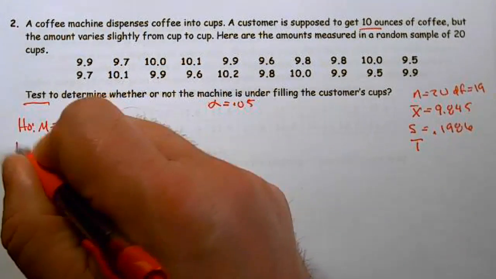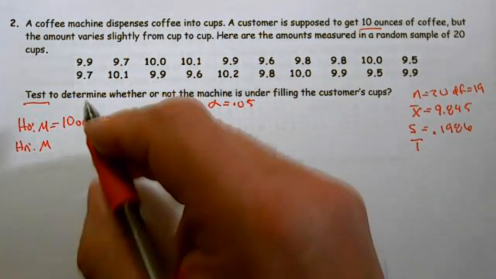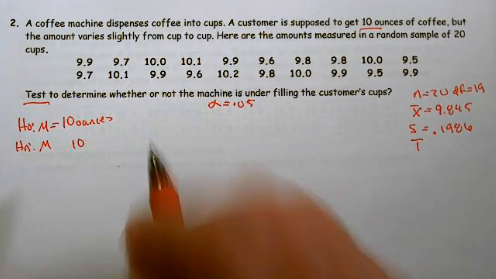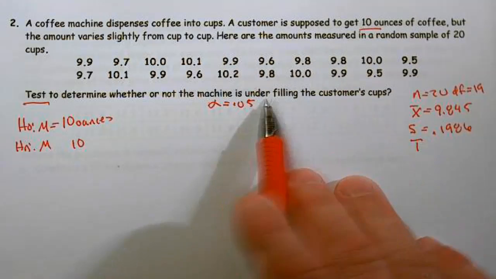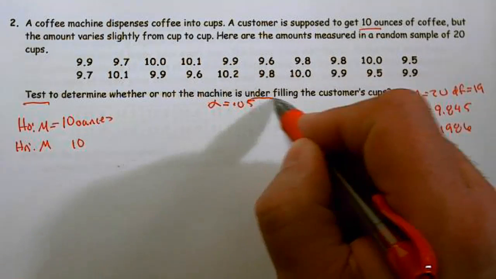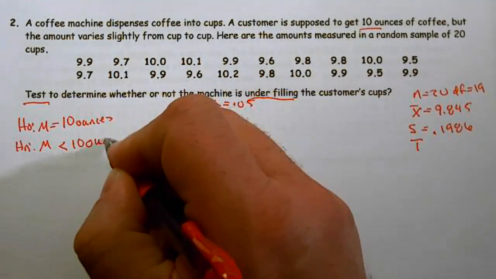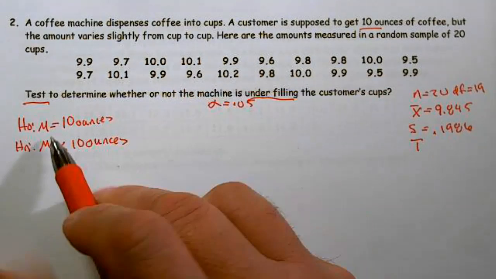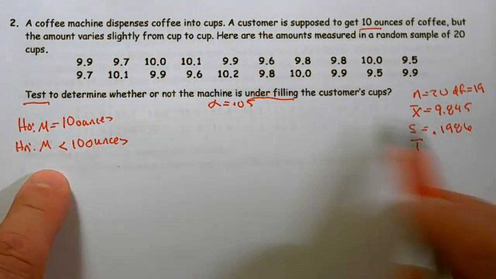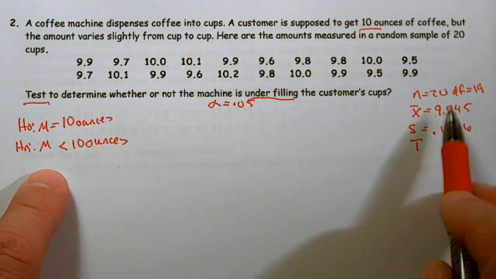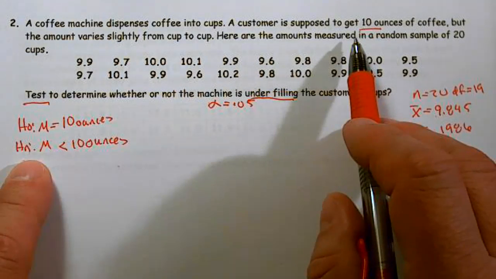All right, the alternative, we're still looking for a mu. This is still going to be 10. And now the question is underfilling, so that means we're going to be less than 10 ounces. And a couple of cautions right here. This will never be an x bar, all right? And you will never use your sample statistic. So never use your sample mean over here. It'll always be another number.